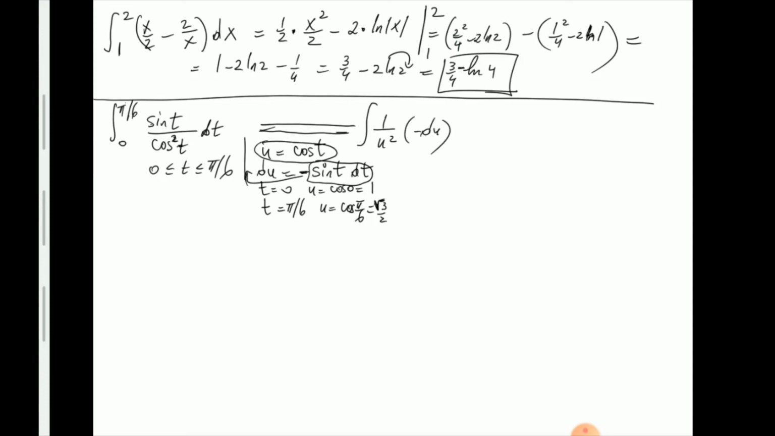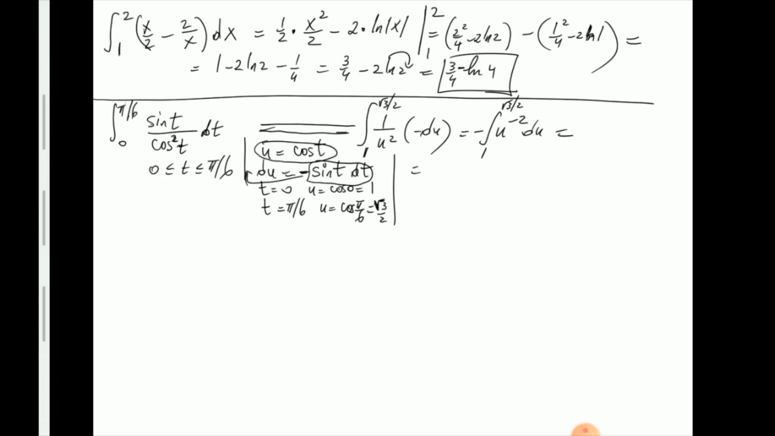So that's going to be minus du, which you can move out of the integral if you want. And then you can write 1 over u squared as u to the minus 2 in preparation for the power rule. Oh, I forgot the bounds, right? So the lower bound, as I said, is 1, and the upper bound is root 3 over 2.